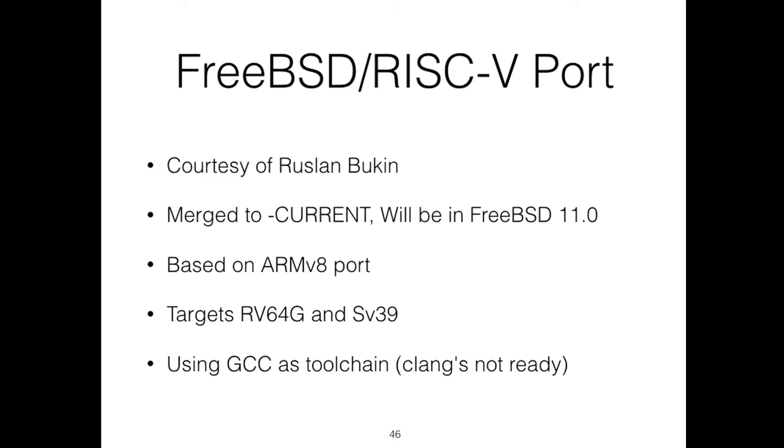So the FreeBSD RISC-V port targets RV64G, the 64-bit general purpose ISA, and we're using 39-bit virtual addressing. Unfortunately, we're using GCC as the toolchain because the Clang port is not ready. Are there any Clang LLVM hackers? Yes, so you guys should work on RISC-V.